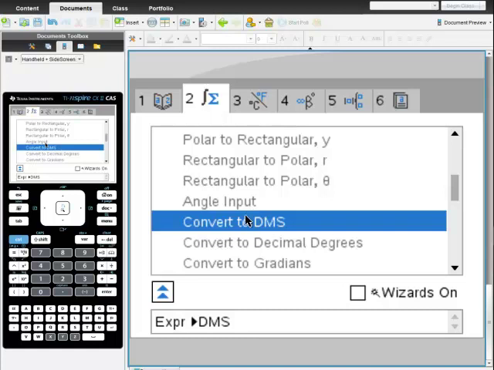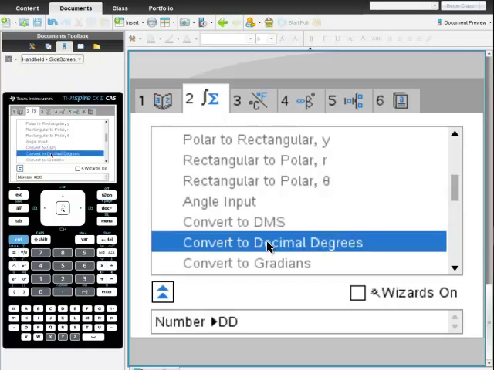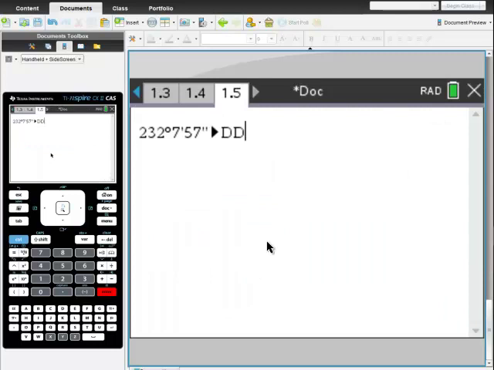And you can see I've been converting to degrees, minutes, seconds. But now I want to convert the other way. So I want to convert to decimal degrees. Hit enter. So go down, cover that, hit enter. There it is. So I just want to give you a picture of what it should look like.